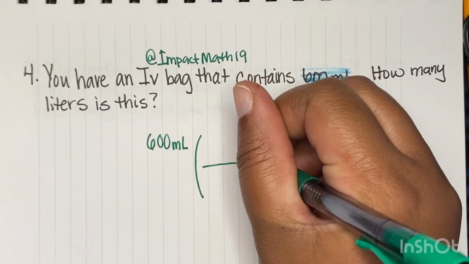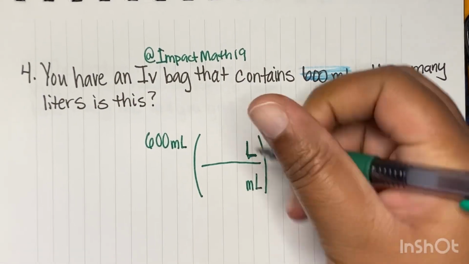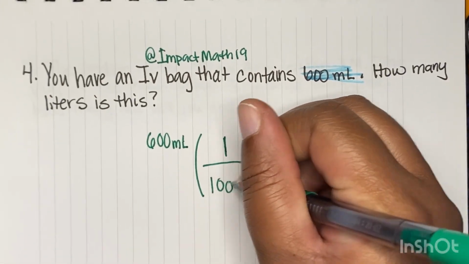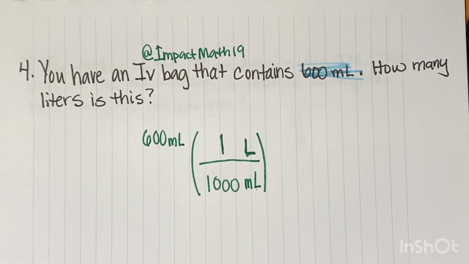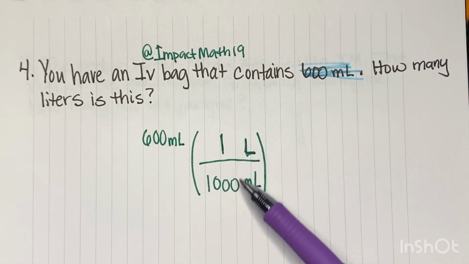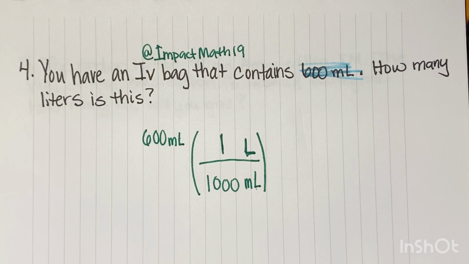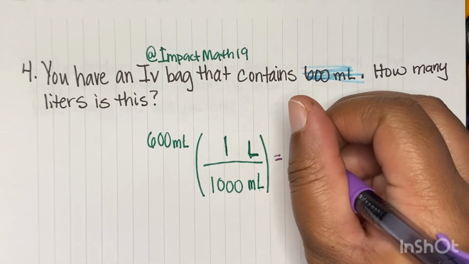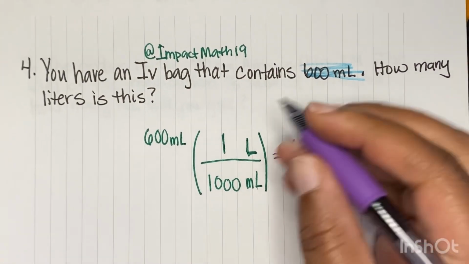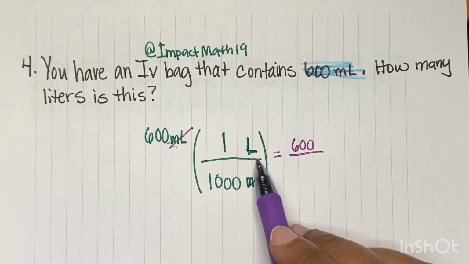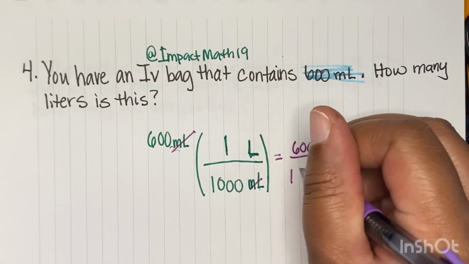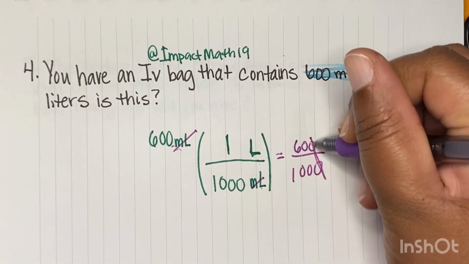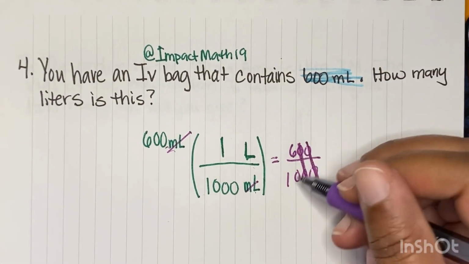So I know my liters has to go on top and my milliliters has to go on bottom because I want them to cancel. Well, 1 liter is equal to 1,000 milliliters, okay? Again, you must have this memorized, okay? They're not going to give it to you on the HESI test. This is something you have to have memorized. So now we're going to do 600 times 1 gives us 600 over, remember these cancel out the units, so we're left with liters, 1,000. And again, we can cancel out our zeros here, and we're left with 6/10.